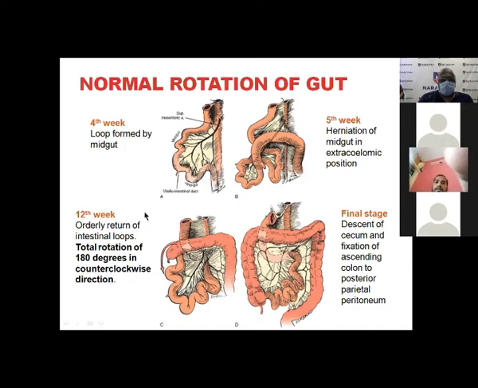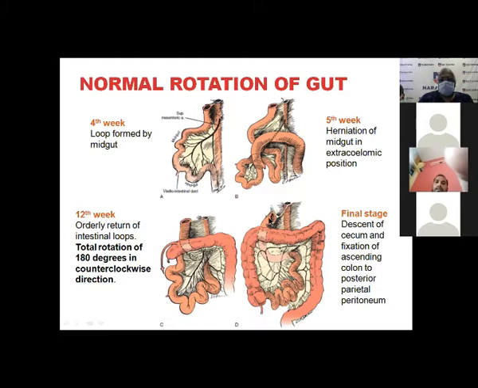So there is an orderly return of the small bowel and the colon by 180 degrees anti-clockwise. This is anti-clockwise, so that the cecum will come and fix here. The hepatic flexure goes there. The splenic flexure will come down, and that is so. So this is the normal anatomy.